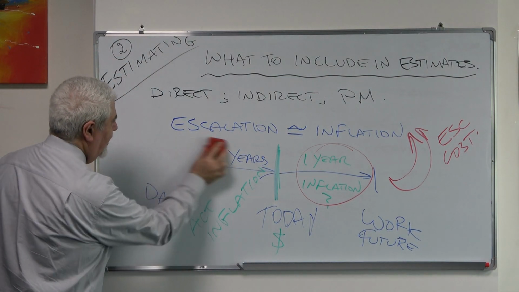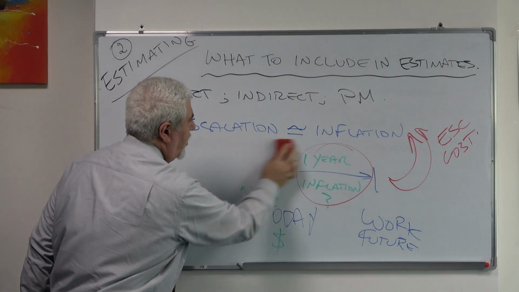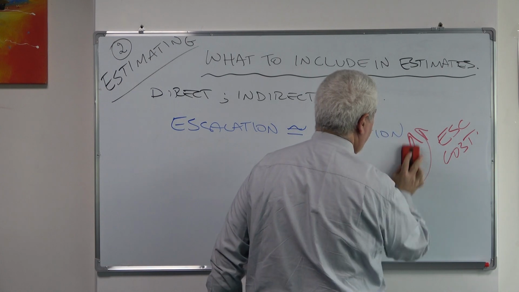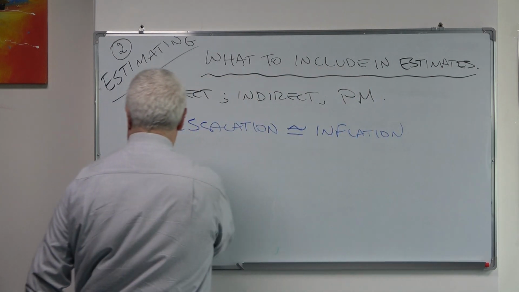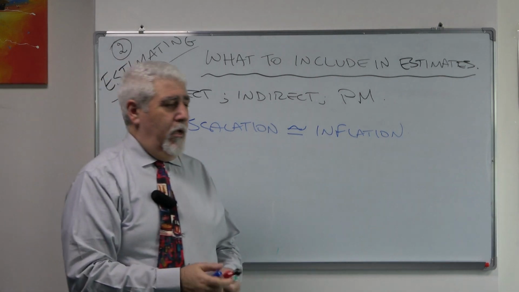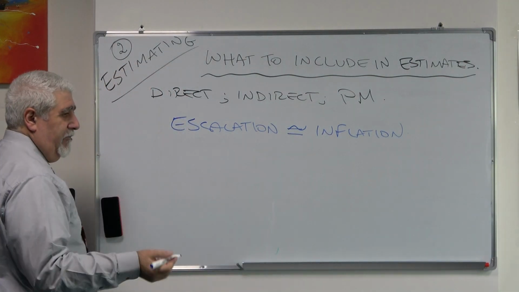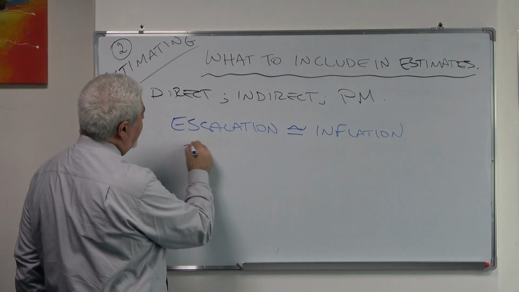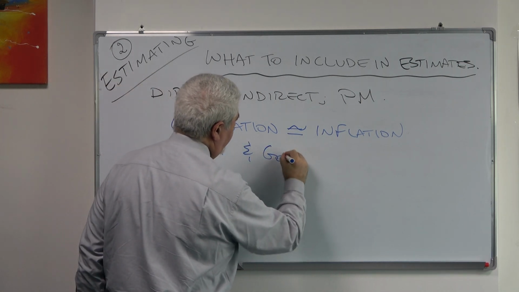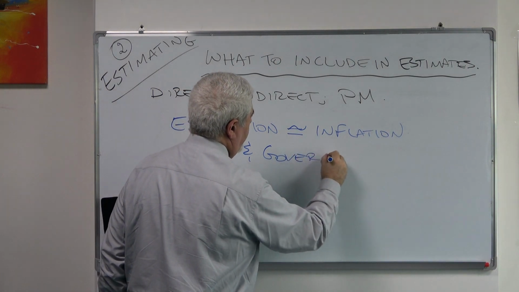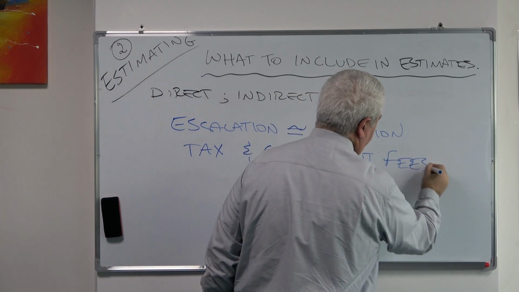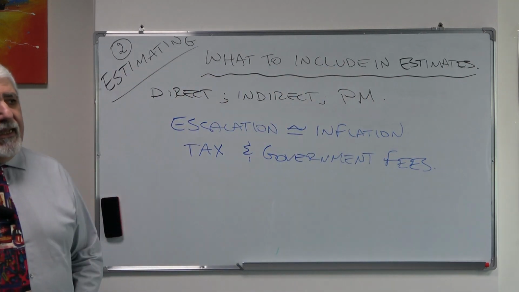Let's erase and add more content. So what else do we add? Well, it goes without saying, depending on where you live in the world, there might be taxes and government fees that you have to pay. Maybe for permitting, whatever the case might be.